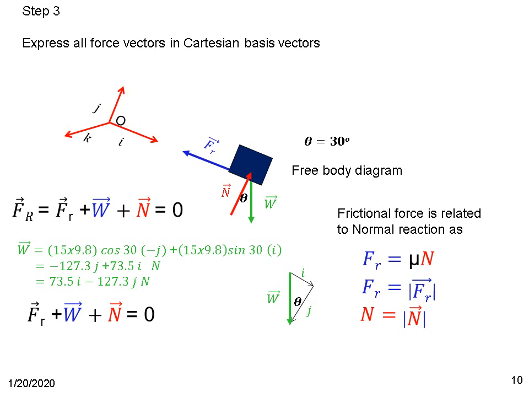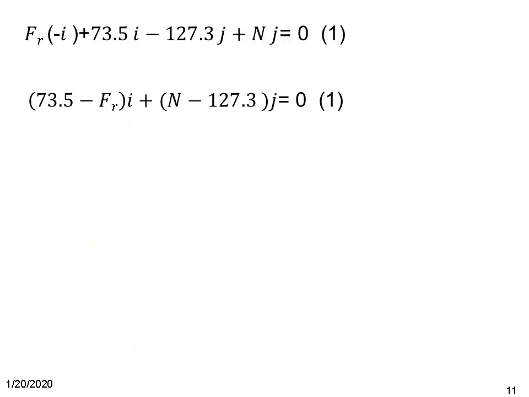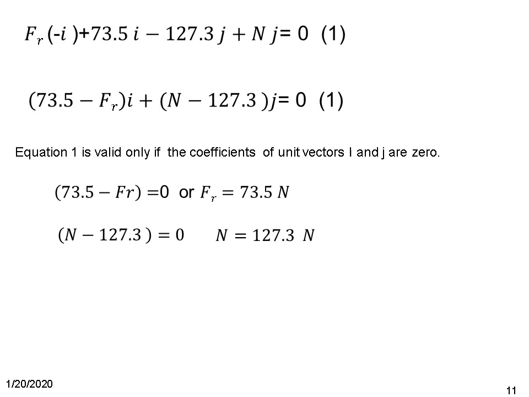We can substitute these magnitudes and directions into the condition for static equilibrium. We get equation number 1. From equation 1, we can separate the I and J scalar equations and solve for the unknown magnitudes Fr and N. From this, we can calculate the coefficient of friction, because the coefficient of friction is the ratio of frictional force to the normal reaction.